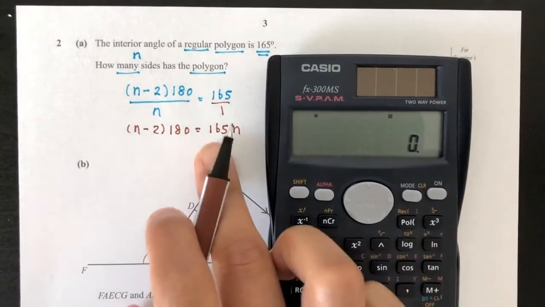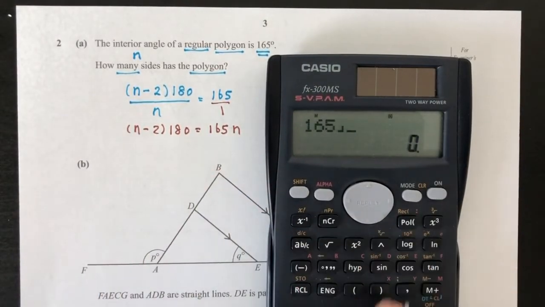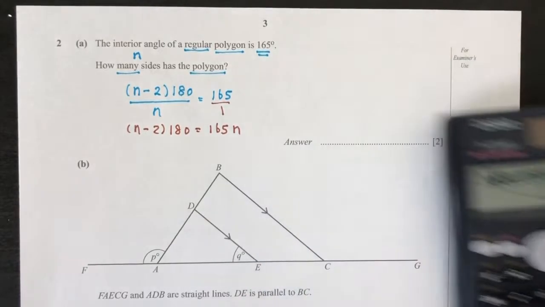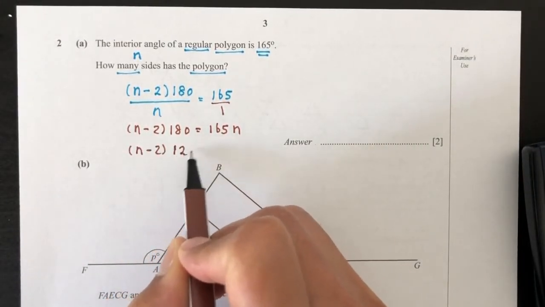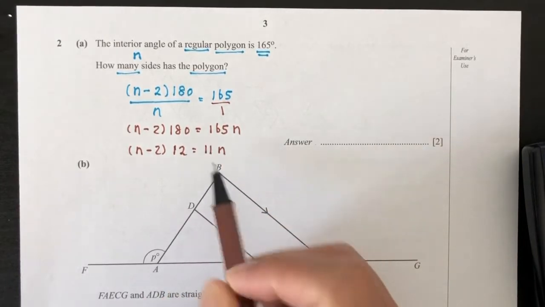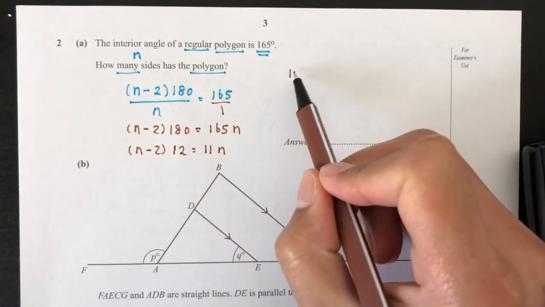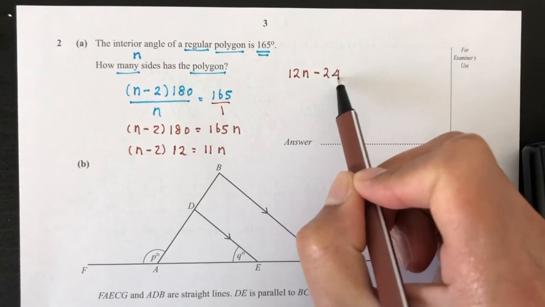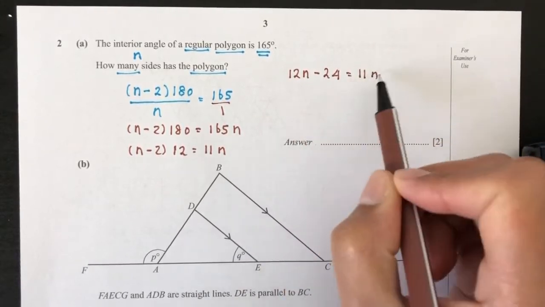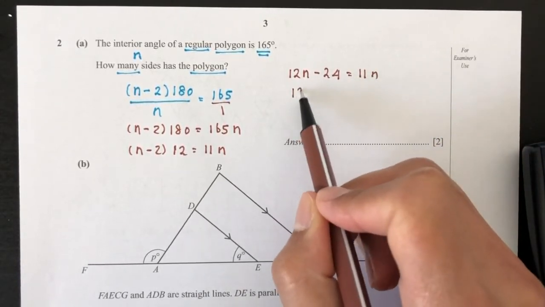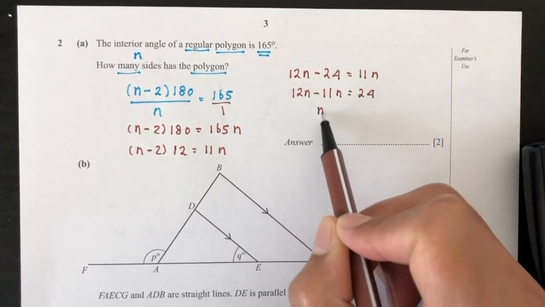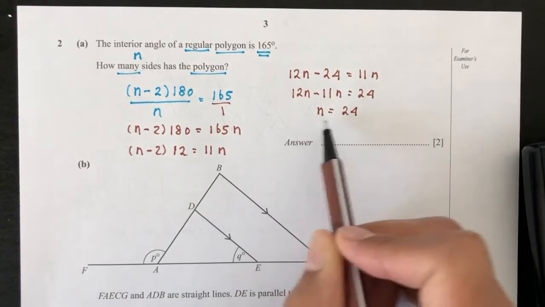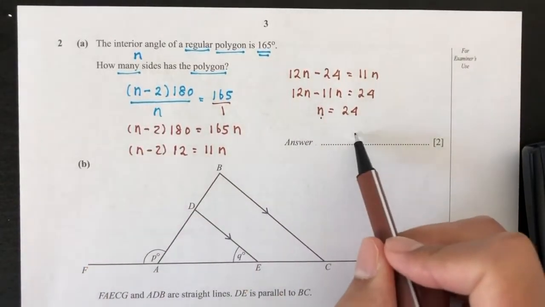So let's see what ratio we have between those two. 165 over 180, that should be 11 over 12. So that will be 12, and that will be 11n. Expand the brackets, you will have 12n minus 24 equal to 11n. We send this one over here, you will have 12n minus 11n equal to 24. So n equal to 24. n is the number of sides, so it will be 24 sides.